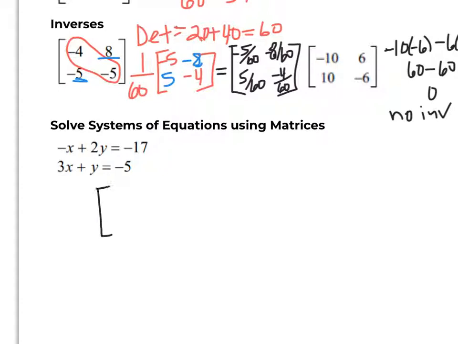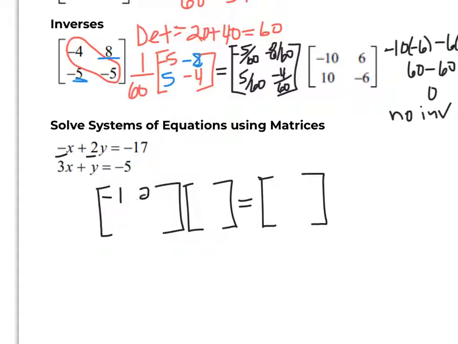So the first thing we need to do is change this to matrix form. So it's going to look something like this. You're going to copy and paste the coefficients in just like you see them. Negative 1, 2, 3, 1. And then we have our x, y, and negative 17, negative 5. Now what I need to do is find the inverse.